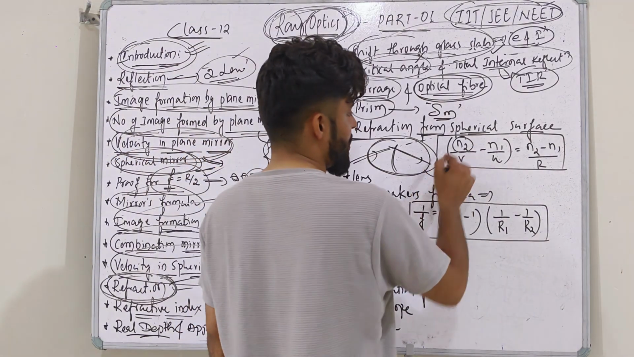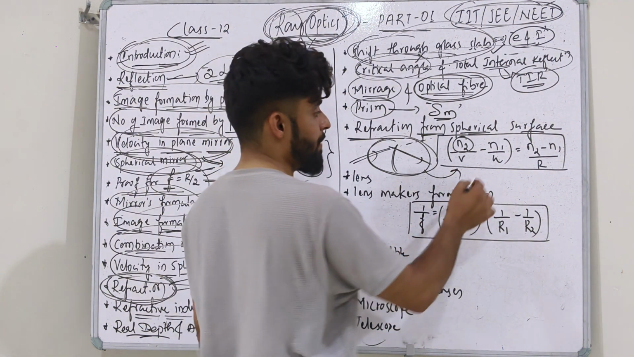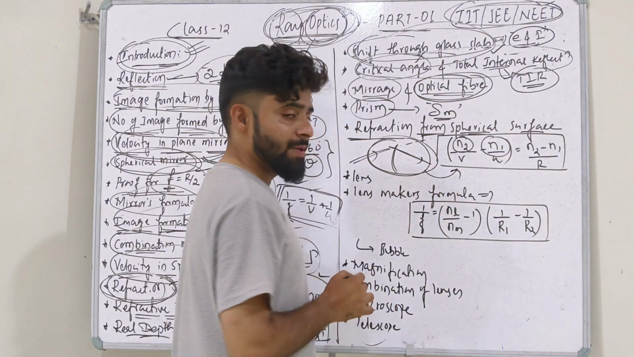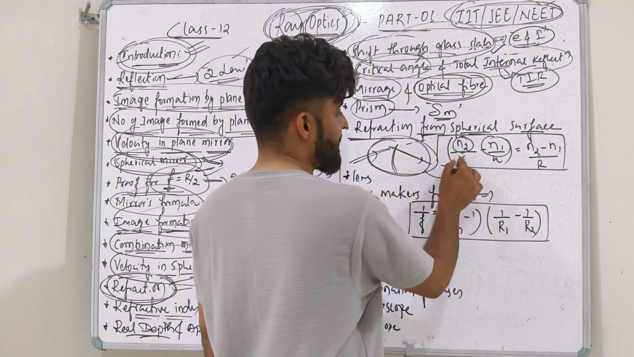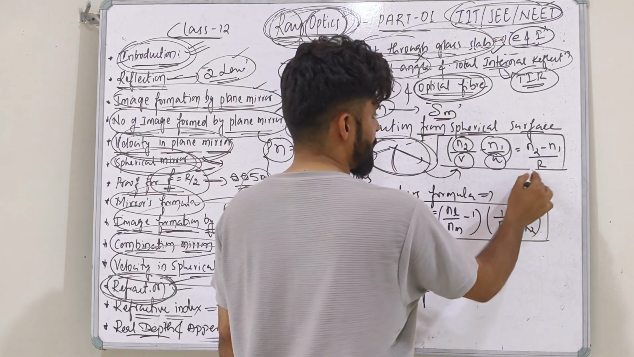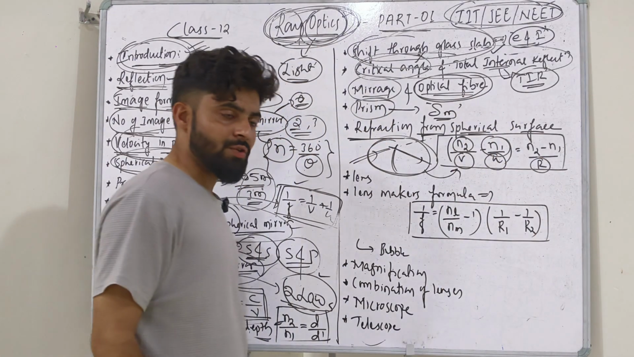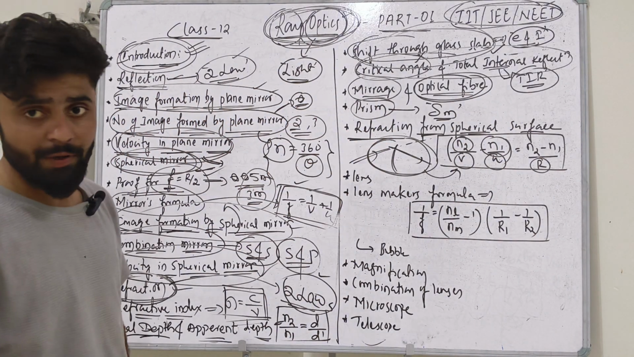Okay, here n2 means refractive index of one medium, and here n1 means refractive index of another medium. This is image position, object position, radius of curvature. We will derive it also, derive ಮಾಡೋಣ.